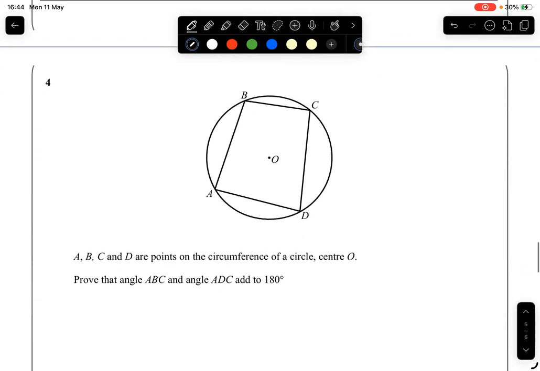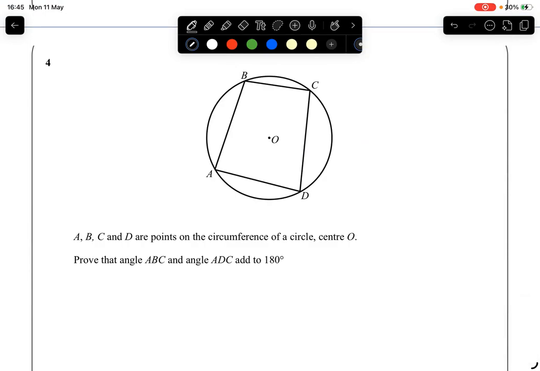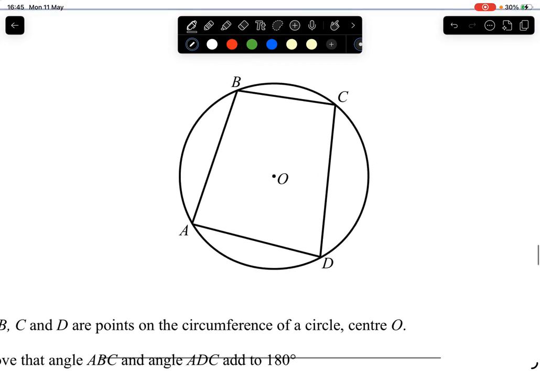Okay, let's keep going. A, B, C and D are points on the circumference of a circle, centre O. Prove that ABC and ADC add to 180 degrees. Again, this is basically a rewording of the cyclic quadrilateral theorem, that opposite angles in a cyclic quadrilateral sum to 180 degrees. So again, what we're going to do is draw two lines on here just to make life easier. So one from A to the centre and another one from C to the centre.